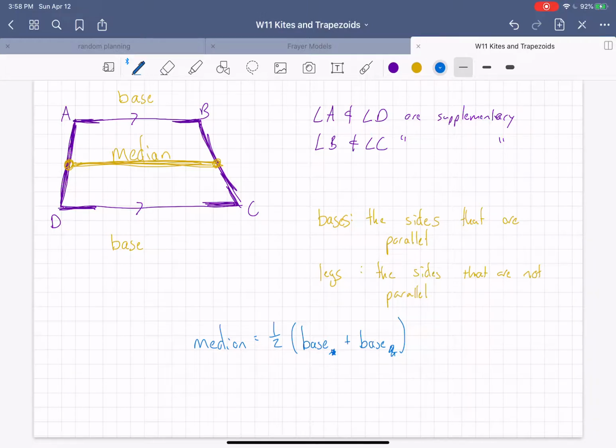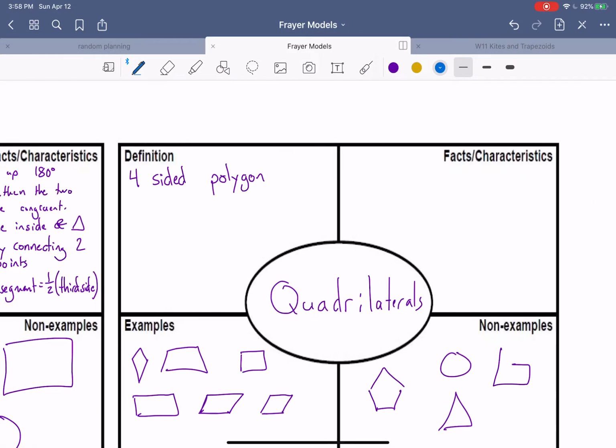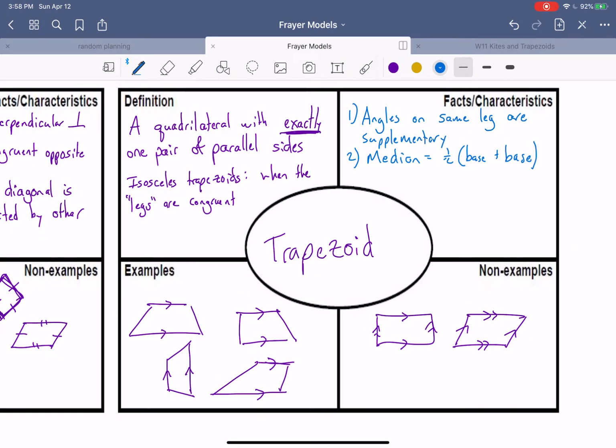So let's actually add that to our Frayer models. We have property 1, which says angles on the same leg are supplementary. And number 2 says the median is equal to 1/2 base plus base. So let's actually try to use this formula with some numbers, before we go into our next part of it.